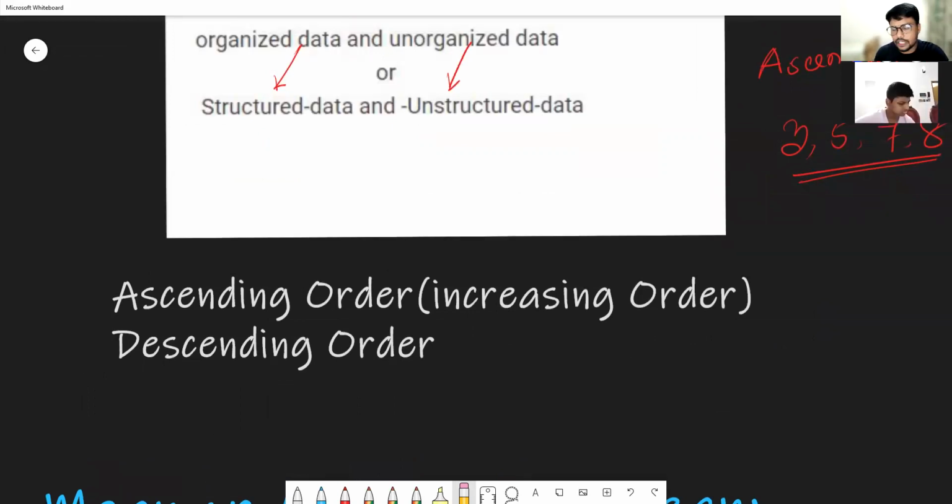Information, and the first word is data. Second word is information.